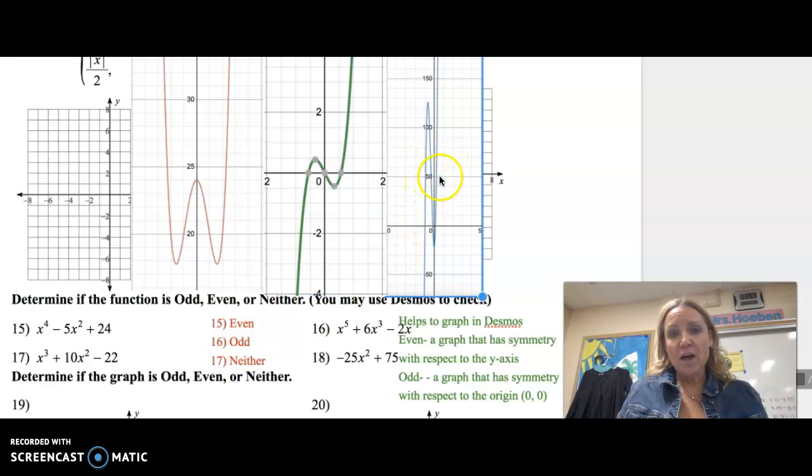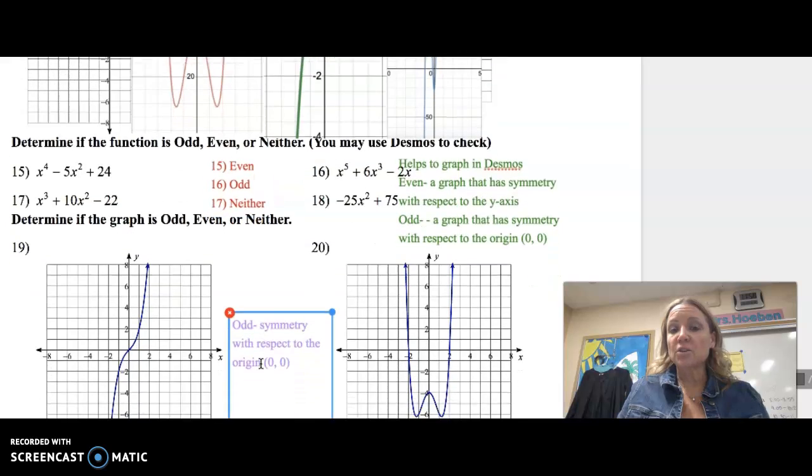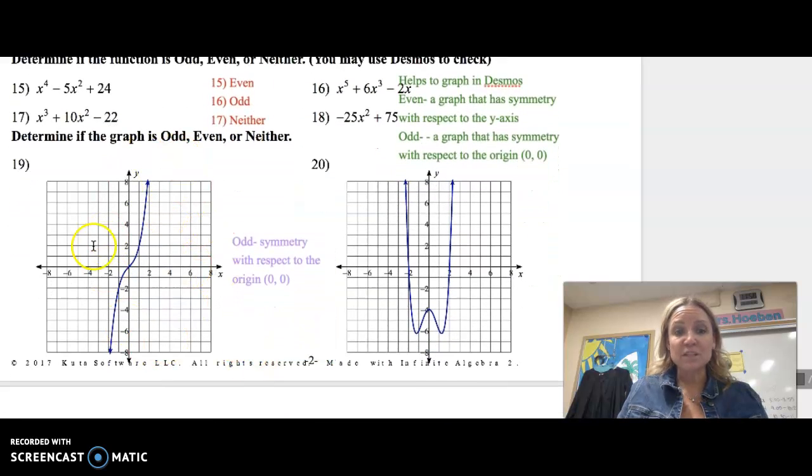17 is your weird graph. Definitely doesn't have symmetry about the y-axis, and it does not have symmetry at 0, 0 either. So that's why 17 is neither. Okay. Question number 19, instead of asking you to graph it in Desmos, it's already graphed. And this one is definitely right here at 0, 0 symmetry, so that one is odd.